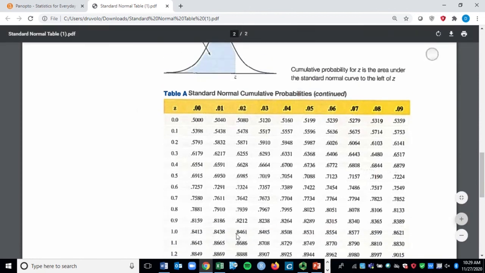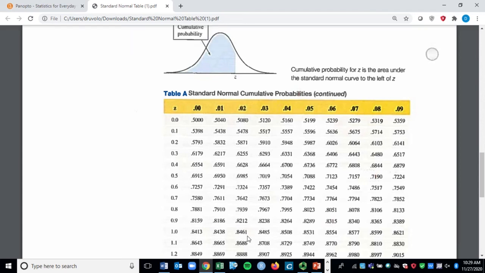1.0, and remember it's the third number here, 2.1.0, there it is. So we got 0.8461. 0.8461. That's not our answer. It's going to be 1 minus that, okay? And so what's really our answer? 0.1539, I think, if I did my math correctly.